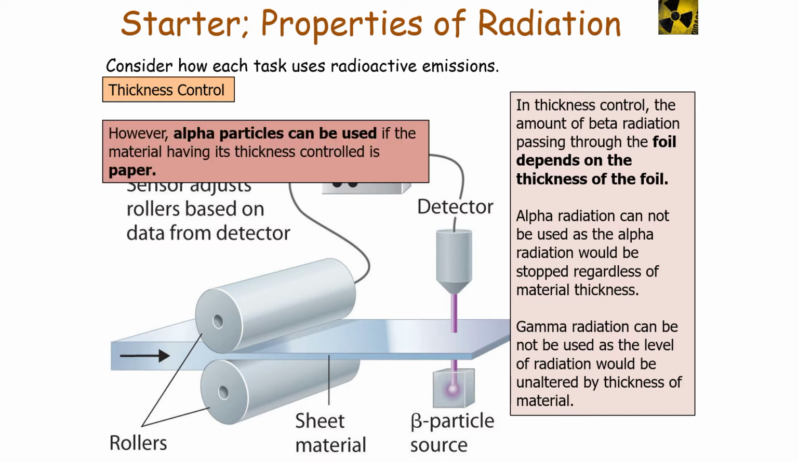But if we're going to look at the thickness of paper, we're going to have to use alpha particles and not beta particles, because alpha particles will be stopped if the paper was too thick, but will pass through if the paper was too thin.